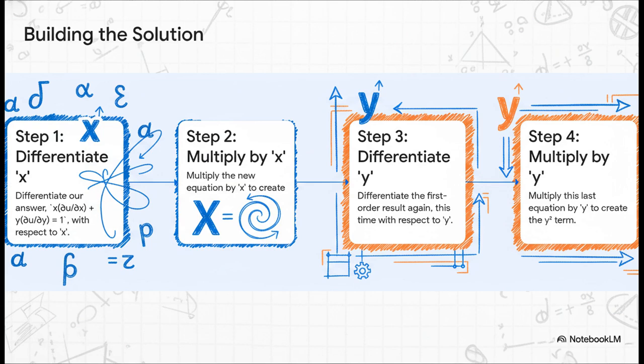First, we take the simple result we just got and we differentiate the entire thing with respect to x. Then, we multiply that whole new equation by x. Next, we do the exact same thing again, but for y. We differentiate our result with respect to y and then multiply that by y. This creates the exact terms we need.